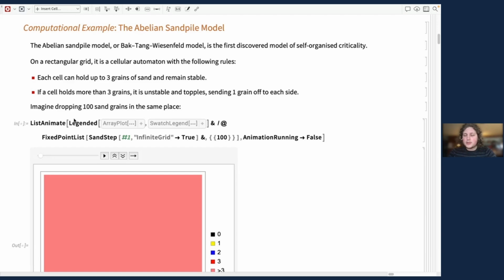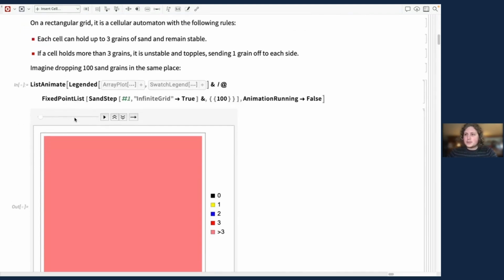And if there are more than 3 grains of sand on a particular cell, then that cell is unstable and it topples. And as it topples, it loses 4 grains of sand, and those grains get distributed to the cells on each of its sides. So at the top, at the bottom, and left and right cells in the von Neumann neighborhood. So we can look at what happens in this sort of system when we drop, for example, 100 grains in one place and let it topple until it's stable.